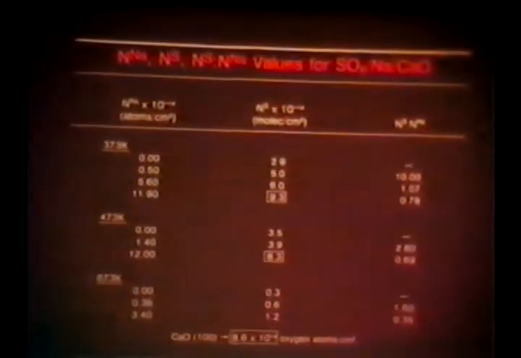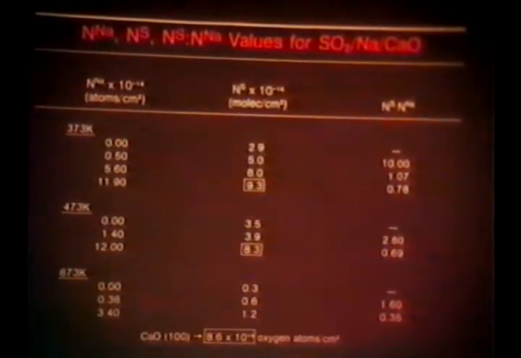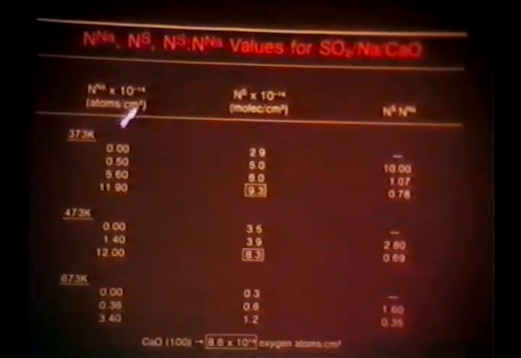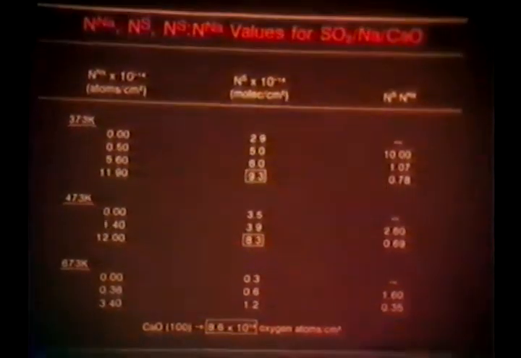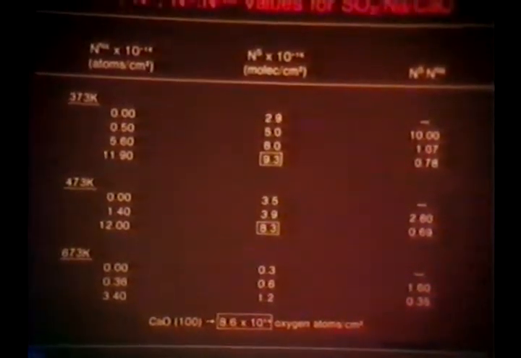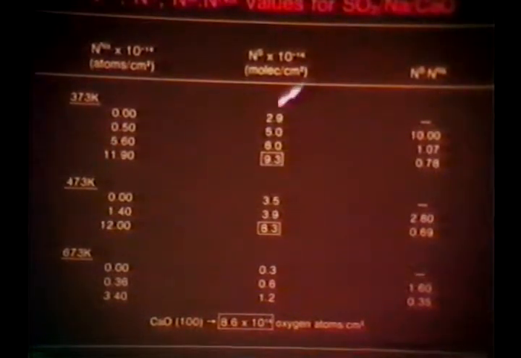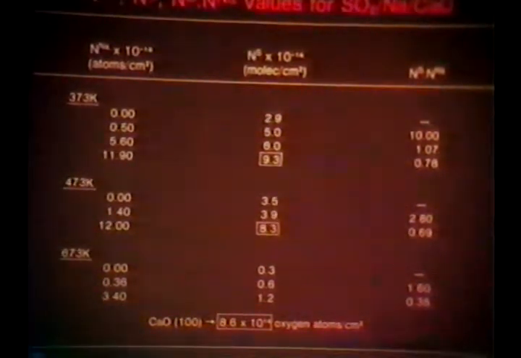Now using the intensities of the sodium peak and the saturation intensities of the sulfur peak, we calculated the number of sodium atoms deposited on the surface and also the sulfur dioxide molecules absorbed at saturation coverage. Several important things can be noted here. There is an increase in sulfur dioxide absorbed with increasing sodium coverages at all three temperatures. However, the sulfur dioxide absorbed at saturation coverage decreases with increasing temperature.